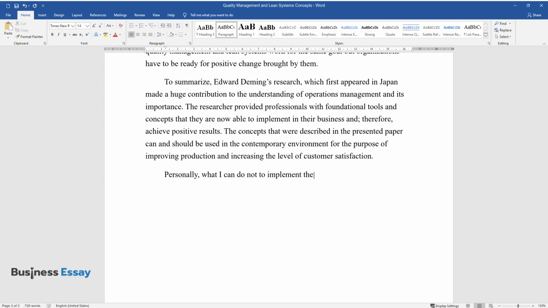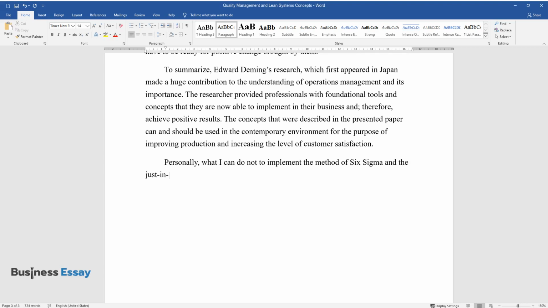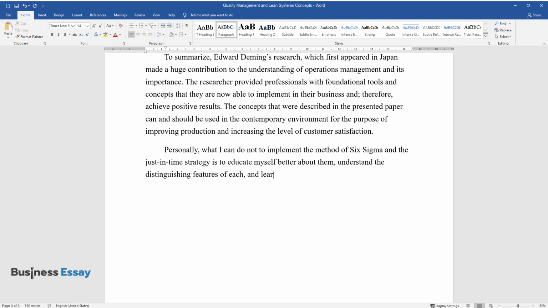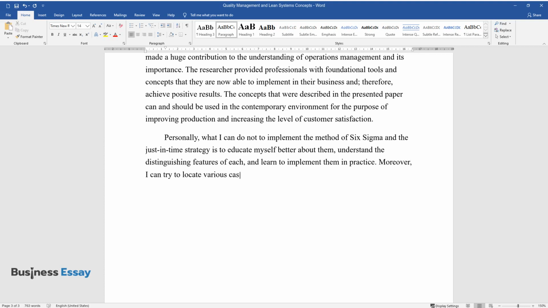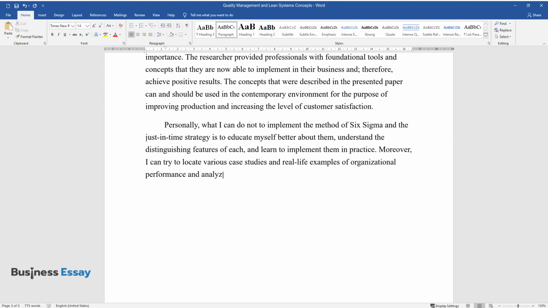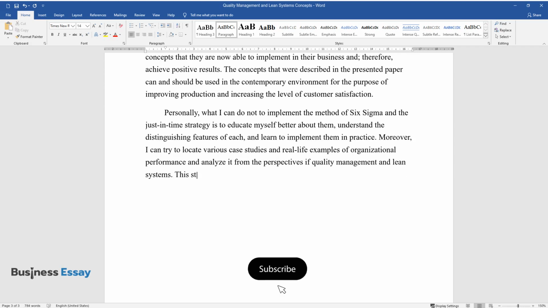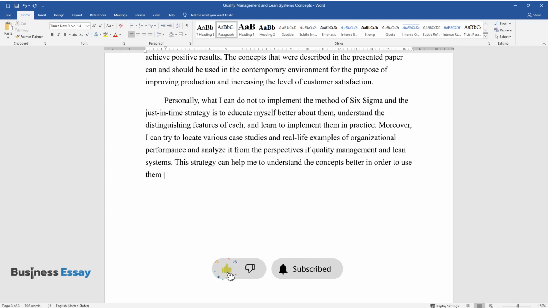Personally, what I can do now is to implement the method of Six Sigma and the just-in-time strategy by educating myself better about them, understanding the distinguishing features of each, and learning to implement them in practice. Moreover, I can try to locate various case studies and real-life examples of organizational performance and analyze them from the perspectives of quality management and lean systems. This strategy can help me to understand the concepts better in order to use them in my professional operation in the future.